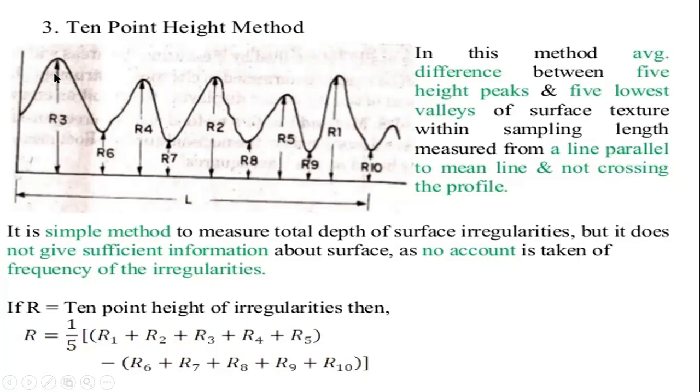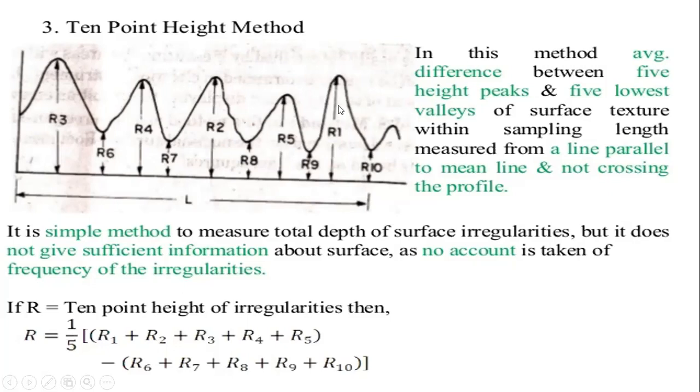And the fifth point of height peak is taken as R3, the fourth point is taken as R4, and the second point is taken as R5. So these are the 5 height peak points, which start from the right side portion, that is R1.